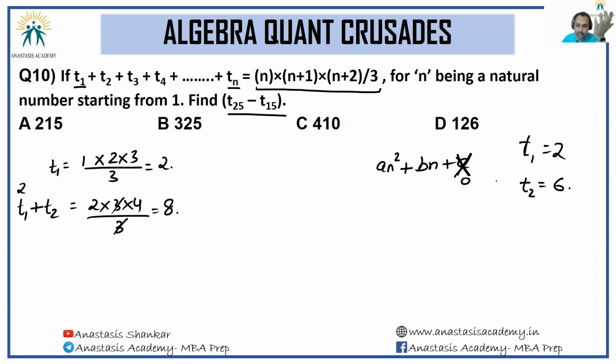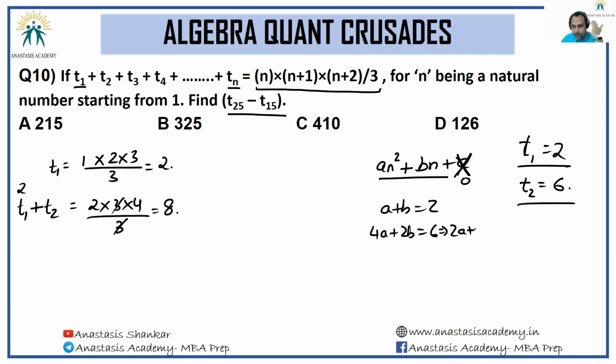As soon as we have arrived at this, now we know the general term. We know the first two terms. Let's go ahead. A plus B is equal to 2 and 4A plus 2B is equal to 6, which can be simplified as 2A plus B is equal to 3. From here to here, A is coming in. So A is 1, B is 1. The general term for this expression is n square plus n.